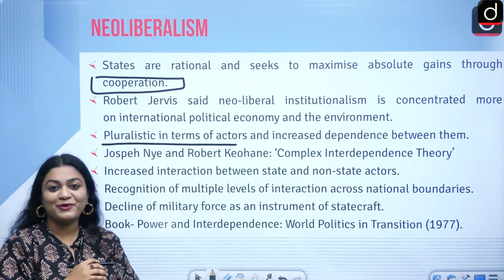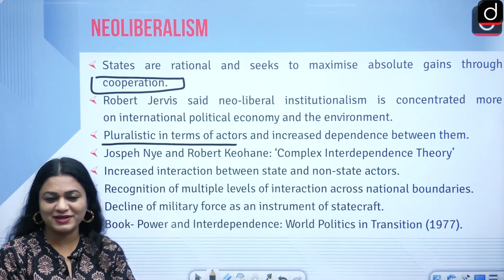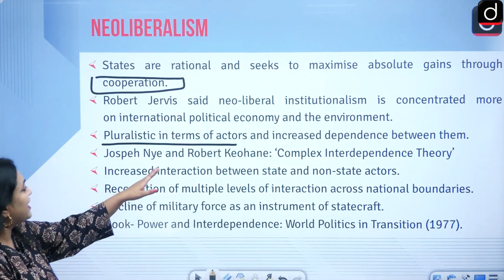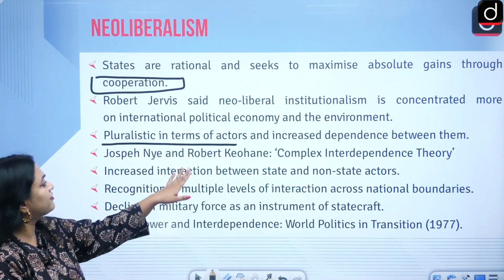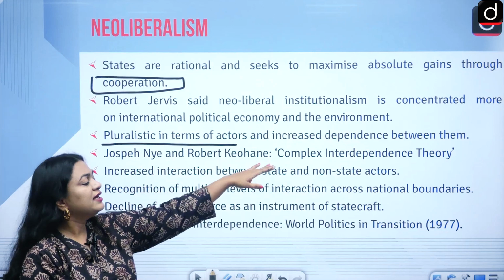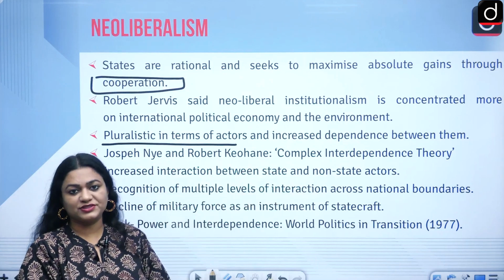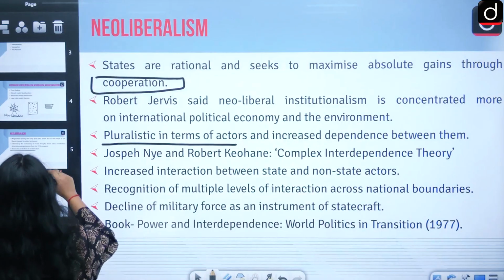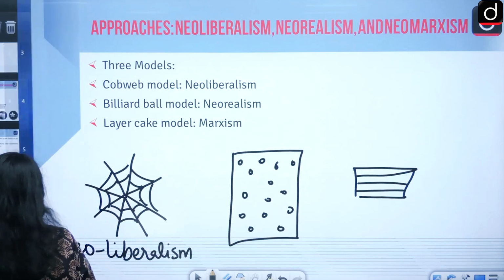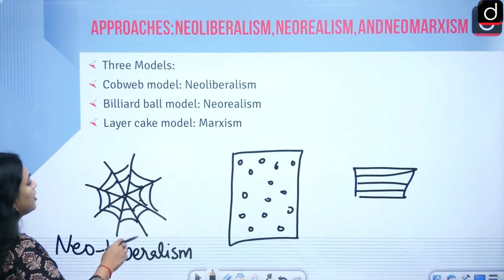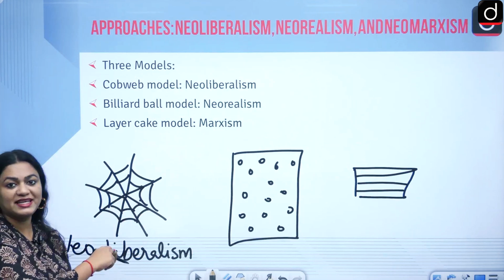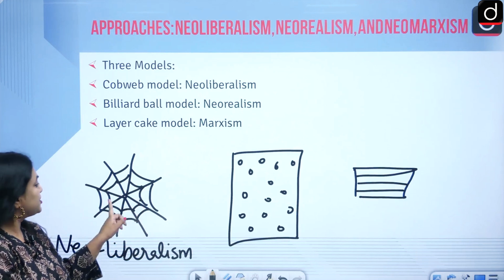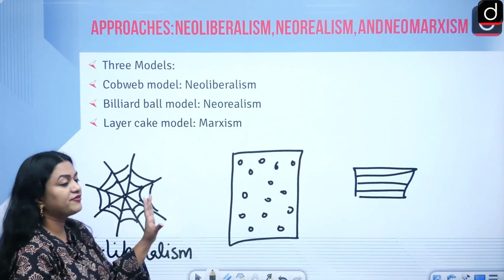Okay. Now, it is pluralistic in terms of actors and increased dependence between them. And there is one more important thing, neoliberalism is also called pluralism. Why is it so? We will understand it through Joseph Nye and Robert Keohane. They gave the idea of complex interdependence theory. Now, complex interdependence theory is similar to what we have understood here, just like this cobweb model. All the units are interconnected with each other. You can see it here. Each and every unit is connected to each other, so you can see that everyone is interdependent.